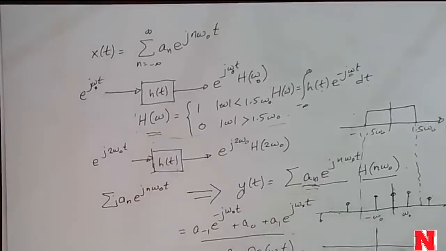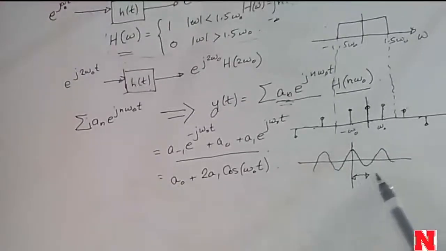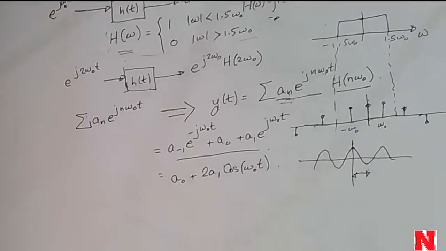If I plotted this, depending on the value of a0, if a0 is not 0, then this will be a raised cosine. If a0 is 0, then we'll just get something like this. And the period of this cosine would be 2 pi over omega naught. Okay.